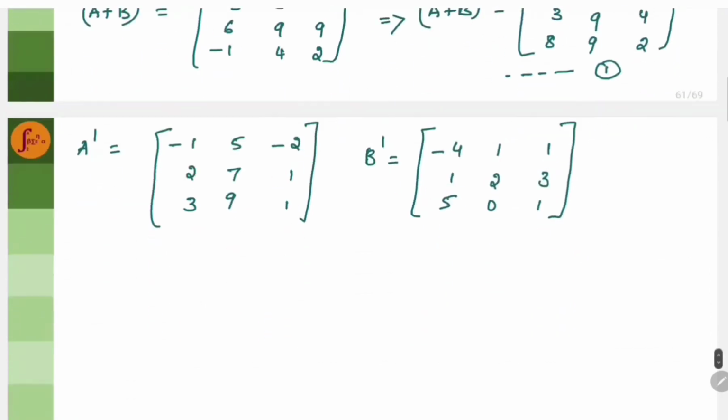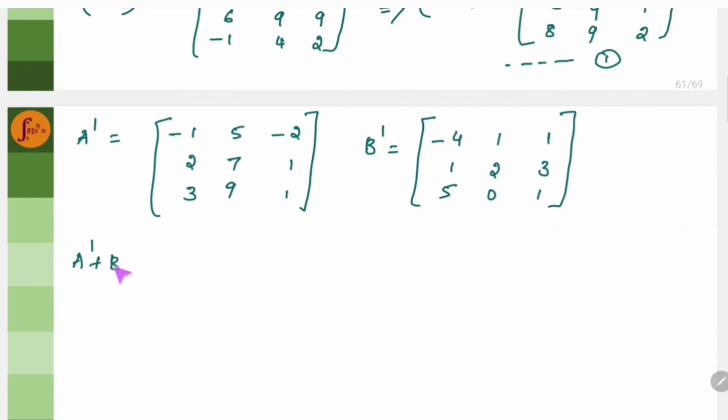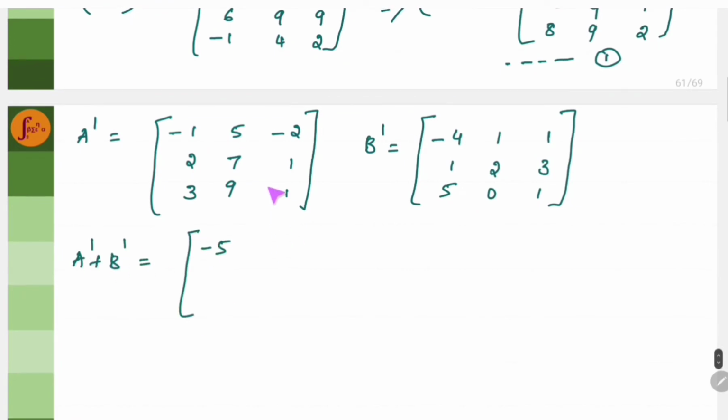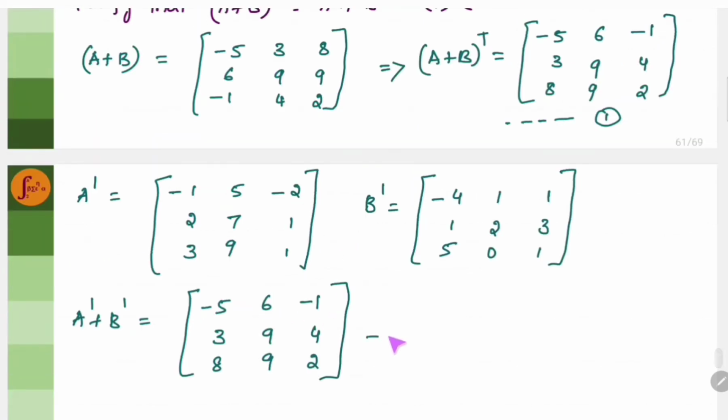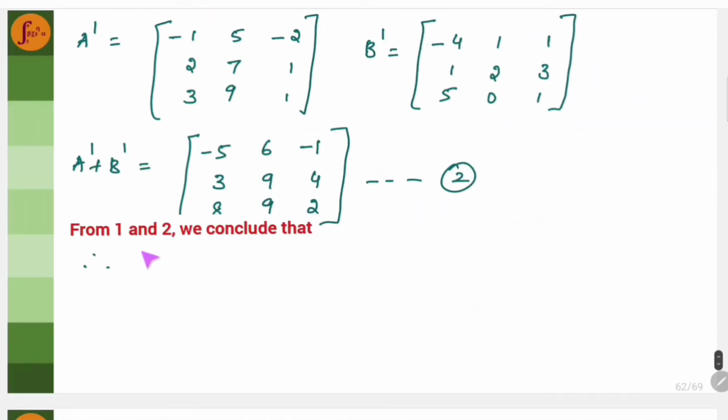Now let's add both of these. When you add both of these transposed matrices, we get: minus 5, 5 plus 1 is 6, minus 1, 2 plus 1 is 3, 7 plus 2 is 9, 3 plus 1 is 4, 3 plus 5 is 8, 9 plus 0 is 9, 1 plus 1 is 2. Let's call this expression 2. Now if you look at expression 1 and expression 2, both matrices are the same. All the row elements and column elements are the same. Therefore, the transpose of A plus B is equal to A transpose plus B transpose.